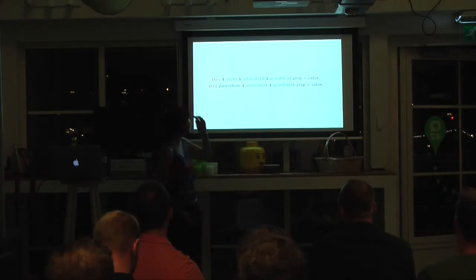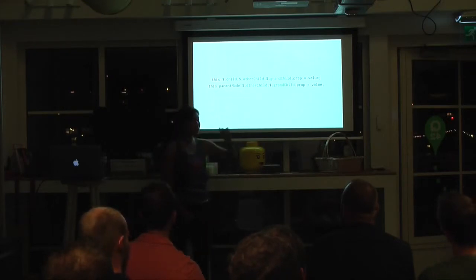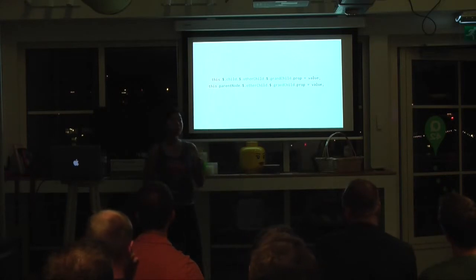What you don't want to do is this. Also, this.$ is the Polymer feature that lets you access nodes in your local DOM by ID. So this.$.child would be a reference to a node with the ID child in your local DOM.